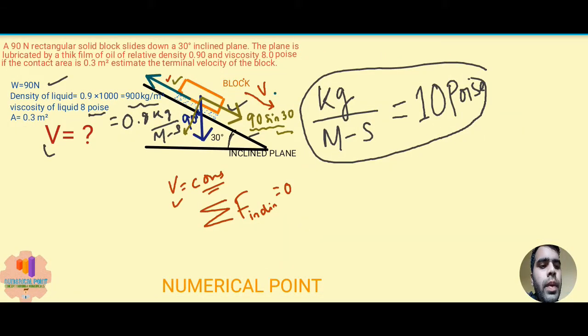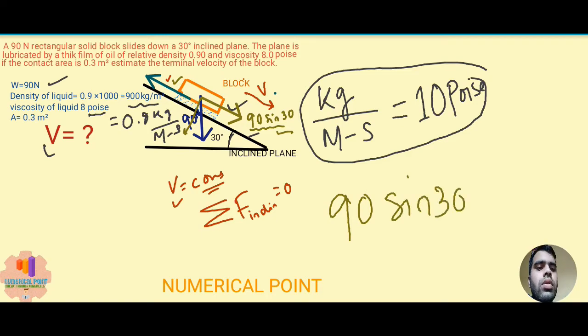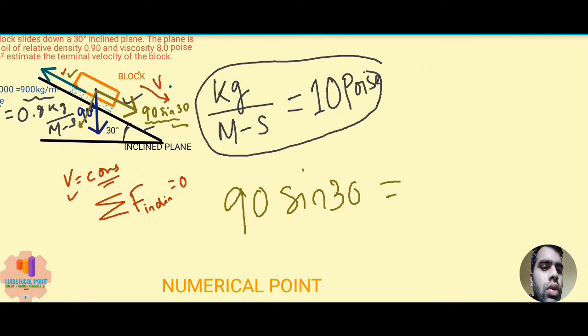So when we balance the forces, we can write 90 sin theta in the downward direction is equal to tau, the shear force, into area. We have to find tau now, which is given by mu V by h.